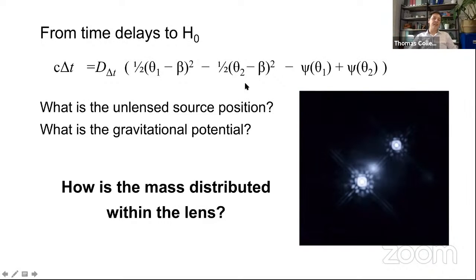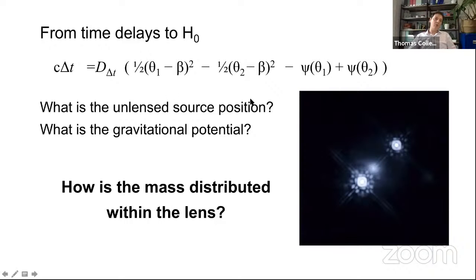So θ1 and θ2 are the positions on the sky where we see the images, whereas β is the unlensed image position that we don't know. And so this is just a Pythagoras theorem, a difference in path length geometrical term. And then these two are telling you the difference in the Shapiro delay, the amount of time dilation that's experienced as you pass through the lens.